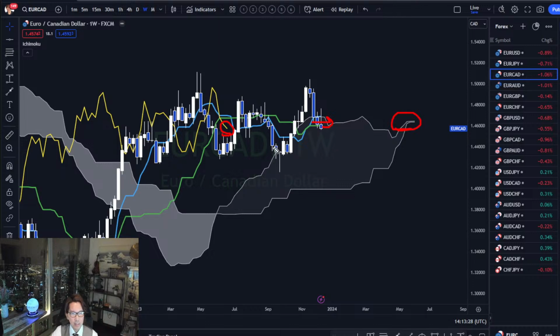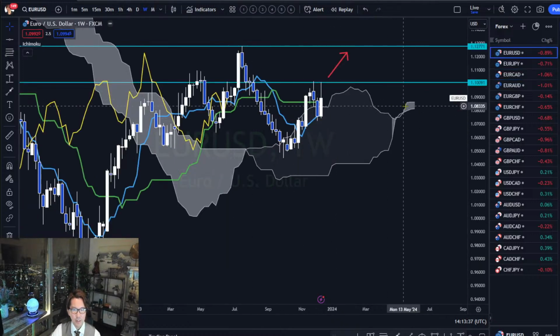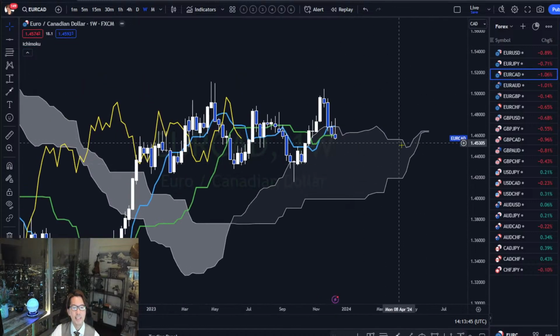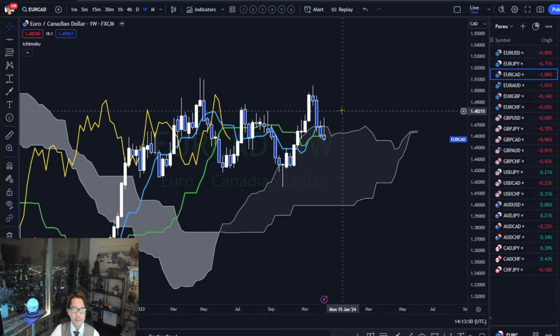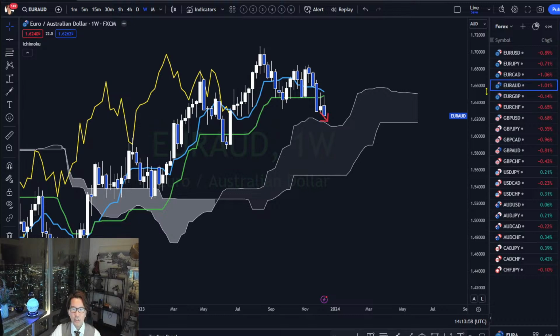So this pattern looks just like the one on Euro USD. Again, if you look at the Euro USD, it looks like this. Kumo is very flat and thin, Kijun Sen and Tenkan Sen flat, Chikou span touching, and Euro CAD is almost identical. So for now it's range. So yeah, I don't think the market goes in any direction. Okay, next is Euro AUD.